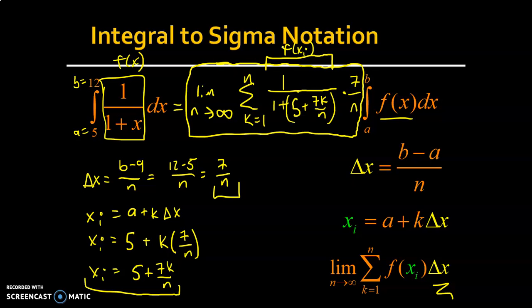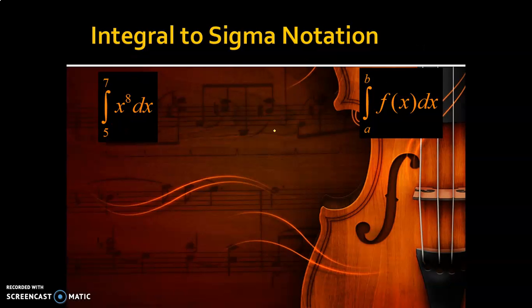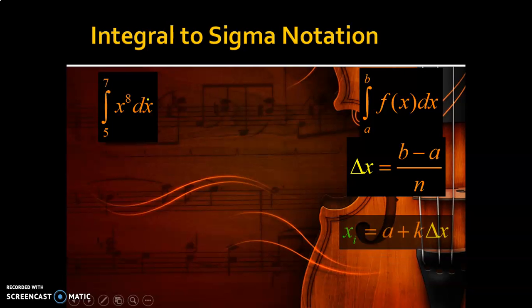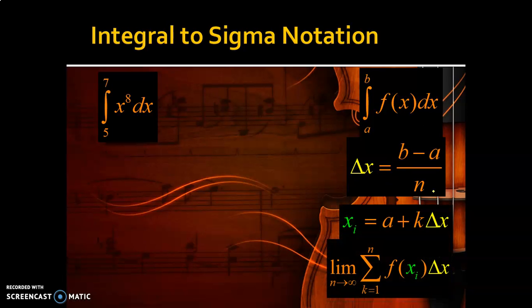All right, let's do another couple of examples. All right, so same idea. We're doing the integral from 5 to 7 of x to the 8th dx. And again, we just got to memorize these formulas and then learn how to plug them in. So let's find delta x first. Delta x is going to be b minus a over n. So b minus a, 7 minus 5 divided by n, which would be 2 over n.